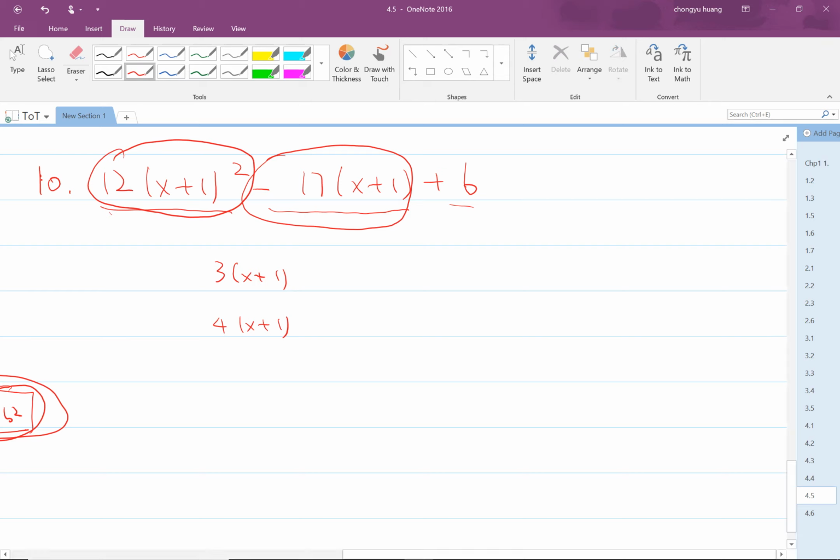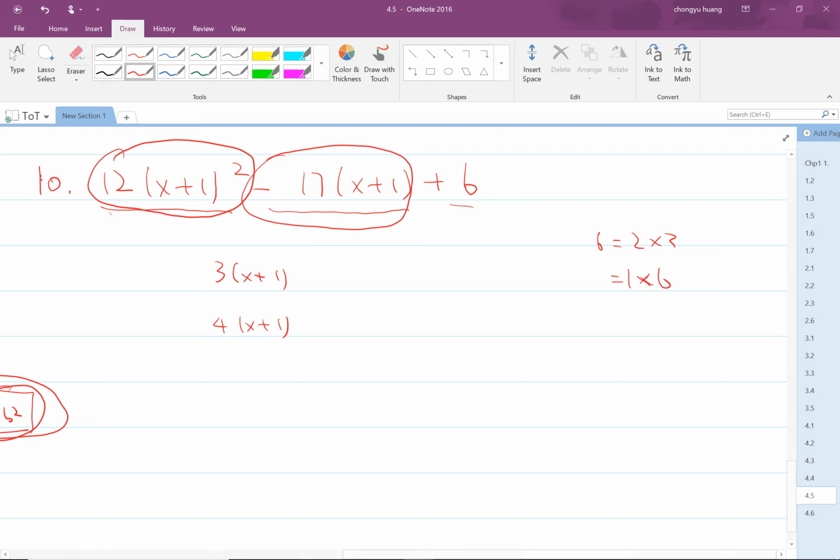So let me try again. Actually, it's not working. This combination is not working, and if you try the other combination like this, it's also not working. So that's all the combinations we have, because 6 is 2 multiplied by 3, and then 1 multiplied by 6. That's all we have.